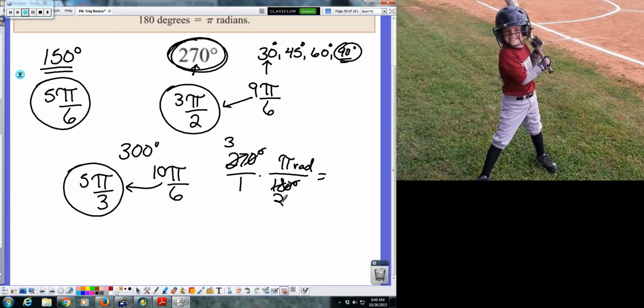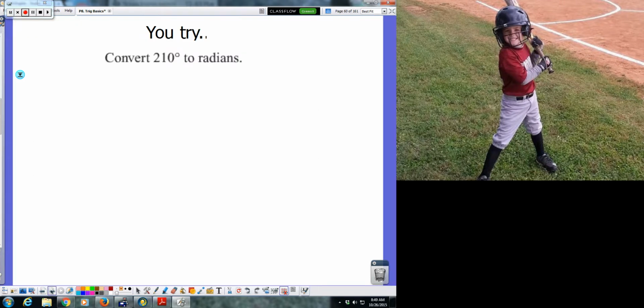But just keep in mind, we want to leave the pi if we can. It just makes it cleaner, because we know that pi is irrational. As soon as you plug that pi in, all of a sudden we have an ugly decimal. So leave pi if possible. If not, go ahead and plug in the 3.14 for pi. 210, that's 7 30s.